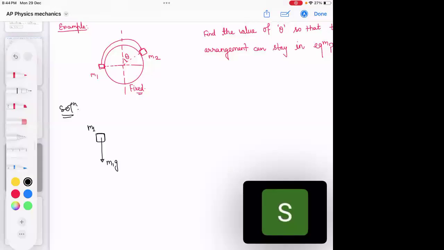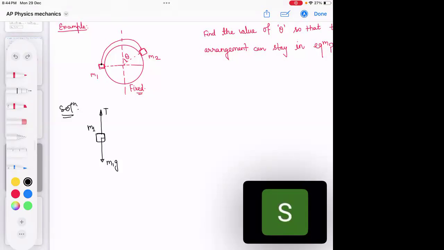Will there be a tension? You will say, sir, how the tension will be acting? This string is a curved one. Yes, this string is a curved one. But this string is connecting the M1 at this particular point. So at this particular point, how the tension will be acting? So can I say at this point, tension will be acting in the tangent direction of that point? If I try to draw the tangent at this point, this is the tangent. So this is the T.